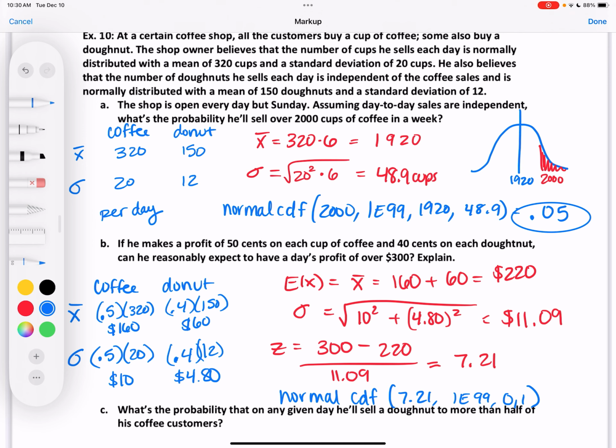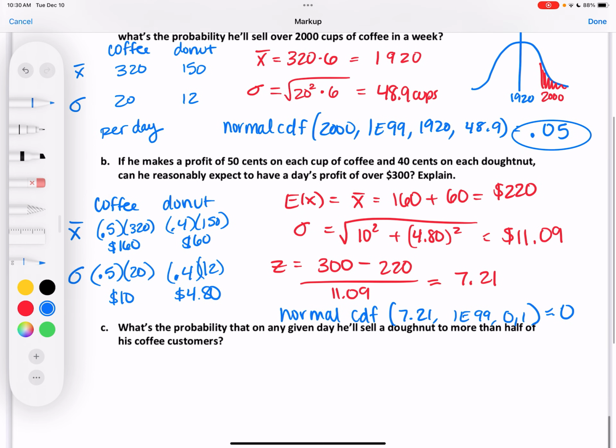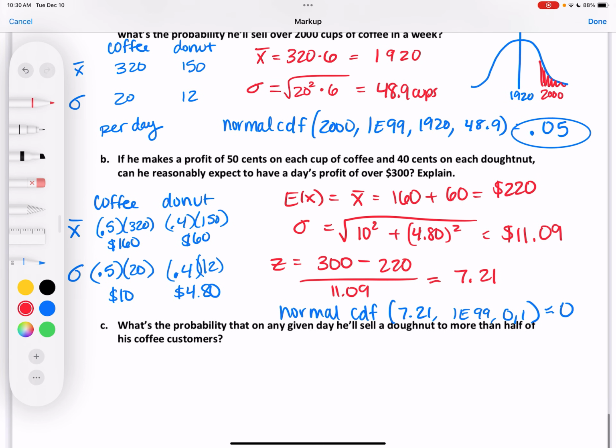Yeah. So this one comes out to be 12 zeros and then a 2. So we're going to just call this 0. It's approximately 0. I don't even know where to write this. I'm just going to say very unlikely to make profit of 300 or more. Need a bigger box.